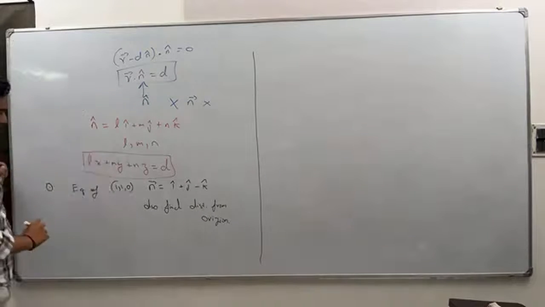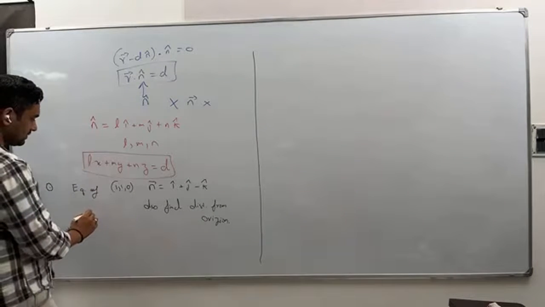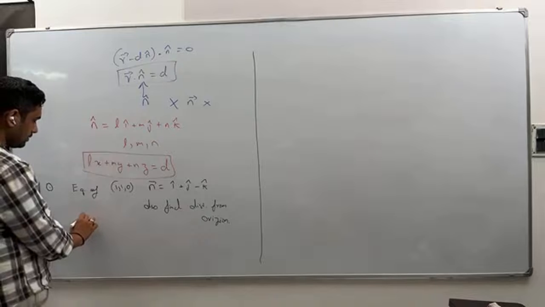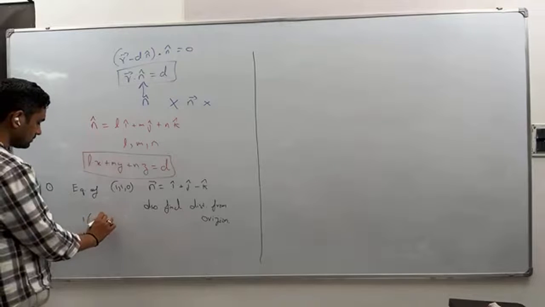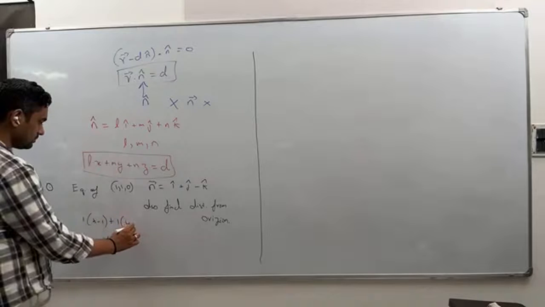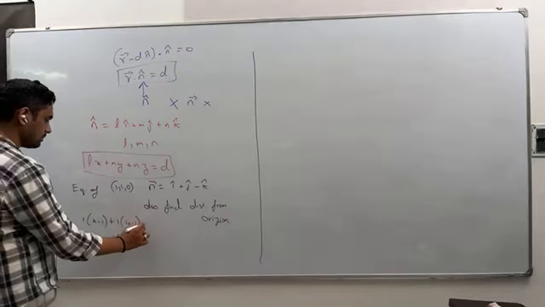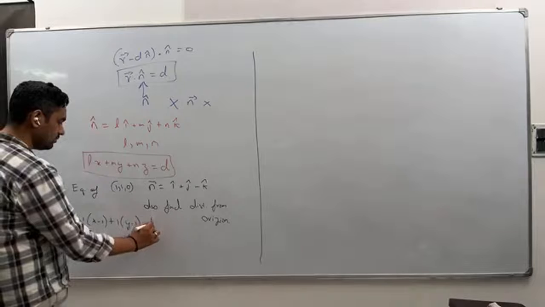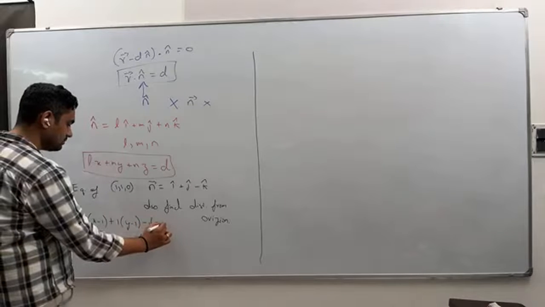Okay, the equation of the plane will come out to be this. We'll get it as 1 into (x minus x1) plus 1 into (y minus y1) minus 1 into (z minus z1).